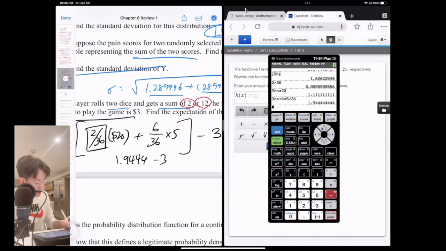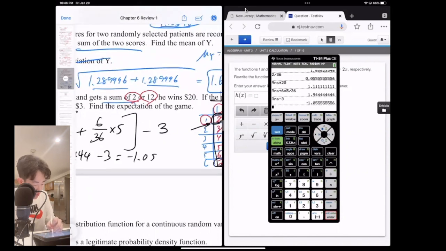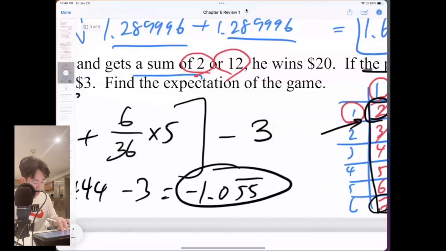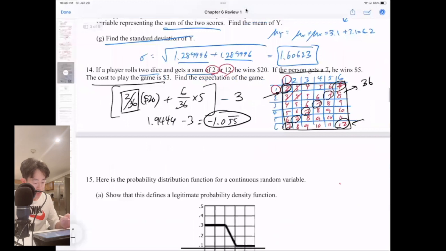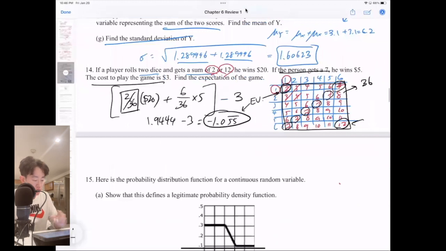1.9444. Now, if I were to subtract 3 from that, that gives me negative 1.055 repeated, which means per game, you're expected to lose about $1.05. So if I were you, I wouldn't play this game. That will be the conclusion you can make from this. Okay, so that's the expected value of this game.